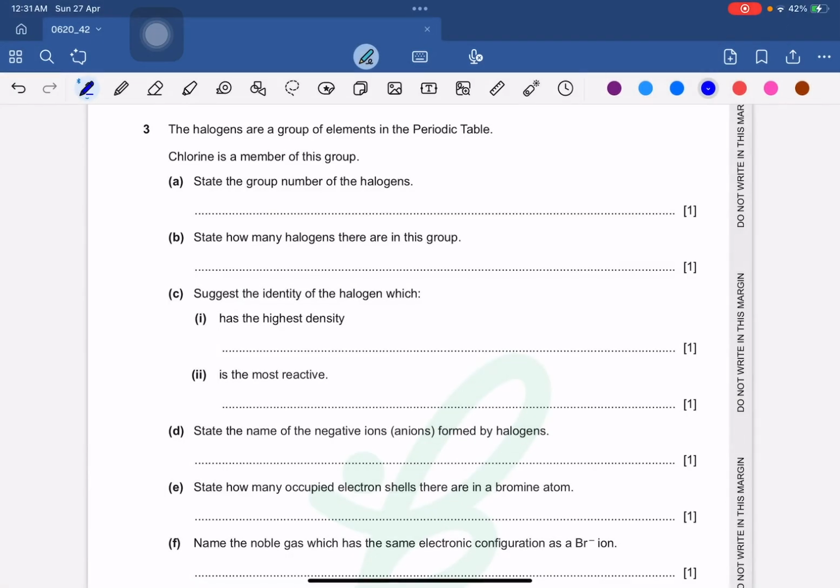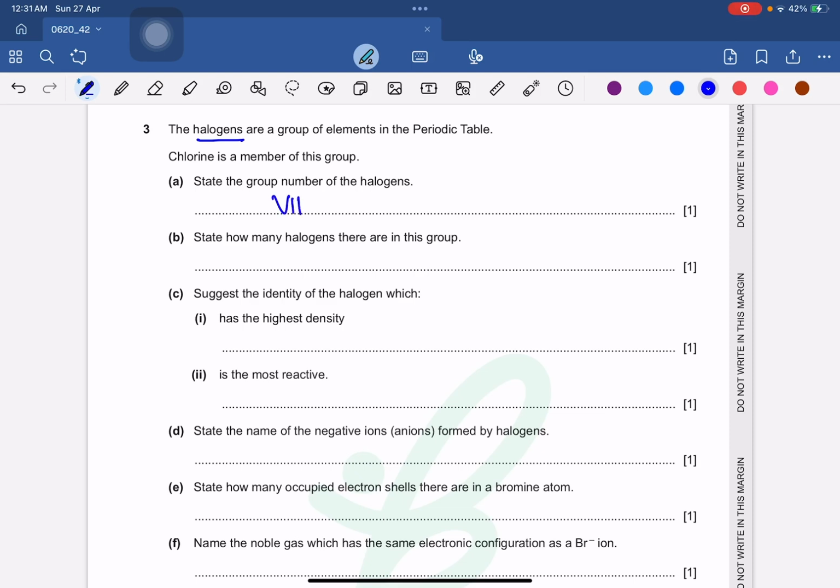So let us begin with the next question, that is question number 3. The halogens are a group of elements in the periodic table. Chlorine is the member of this group. State the group number of halogens. So we know that halogens are group 7 in the periodic table. So here the answer will be 7.